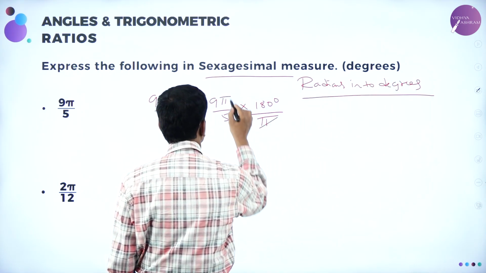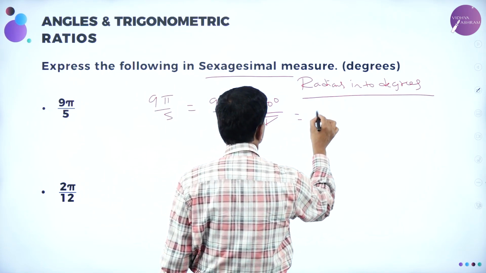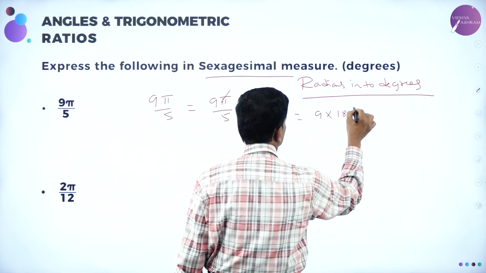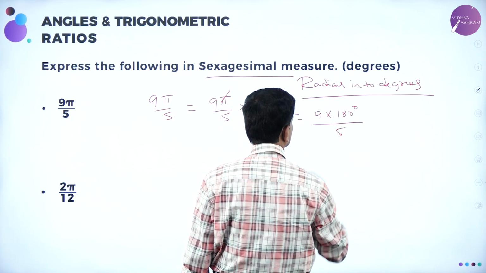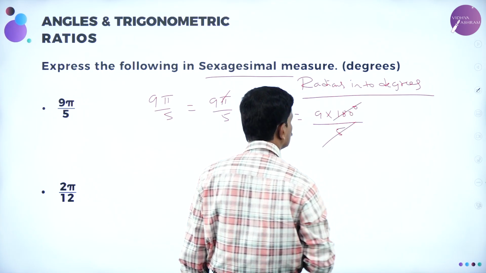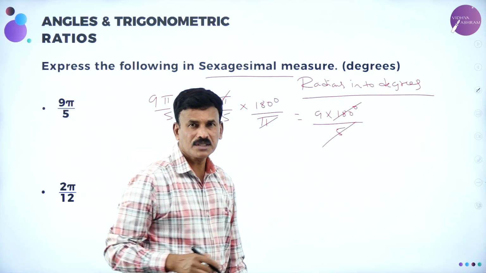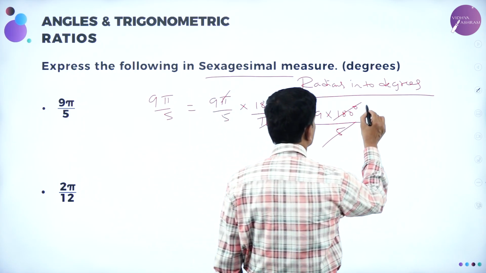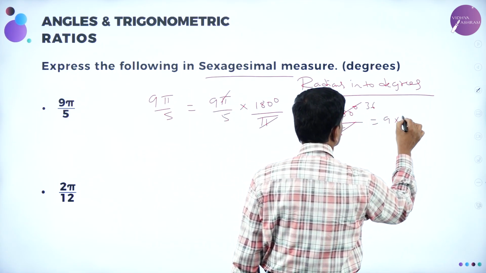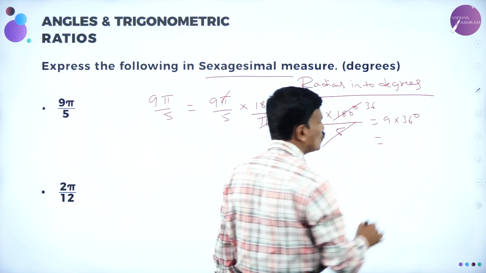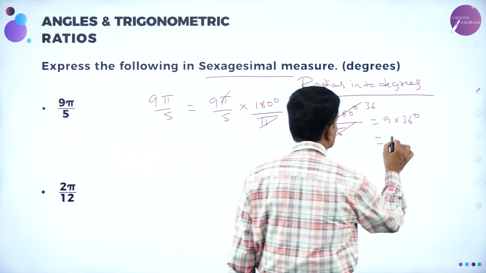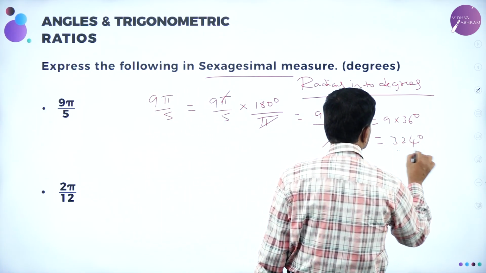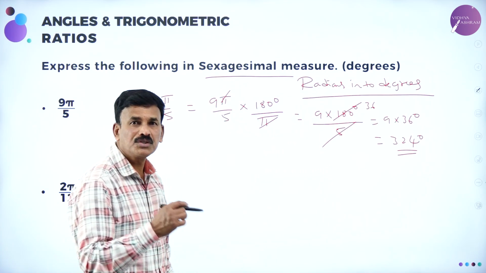So, this gets cancelled. That's equal to 9 into 180 degrees divided by 5. So, what is this equal to? 180 by 5. If you divide 180 by 5, you will get 36. 9 into 36 degrees is equal to 324 degrees. 324. Now move on to the next one.